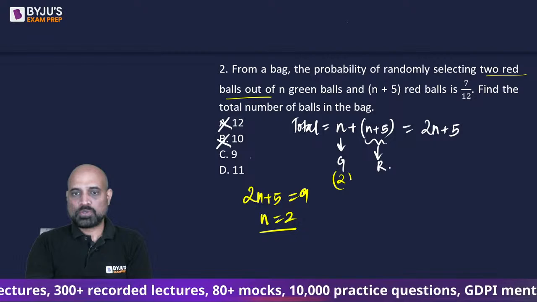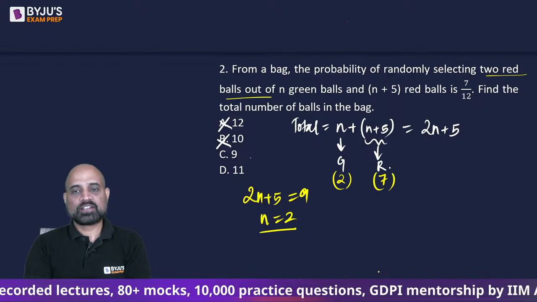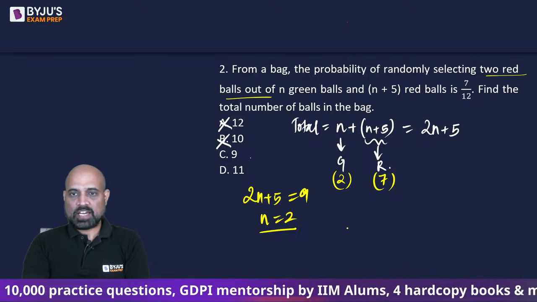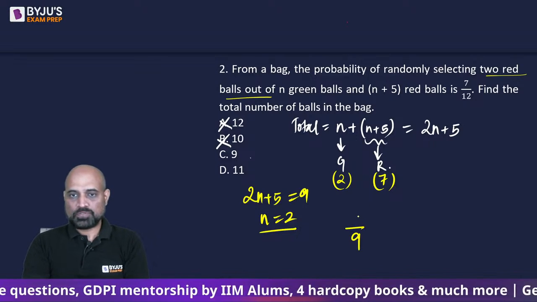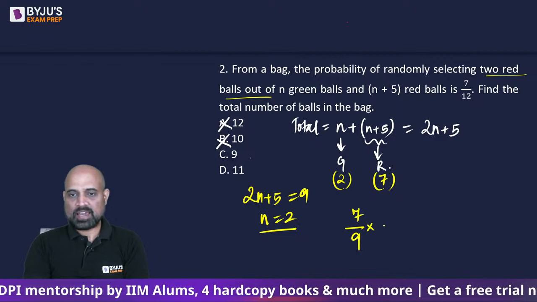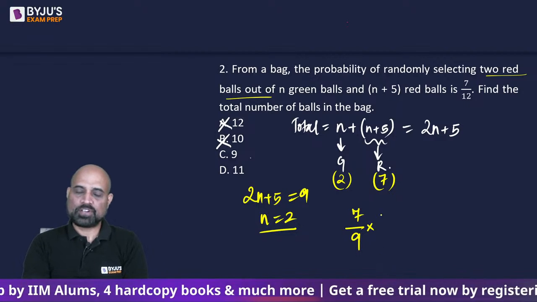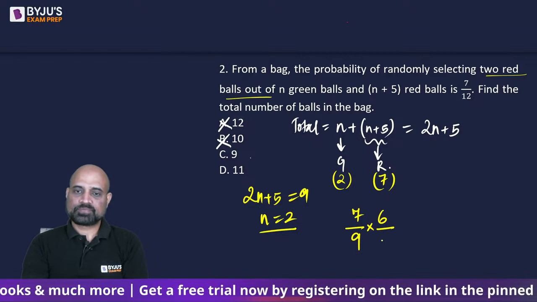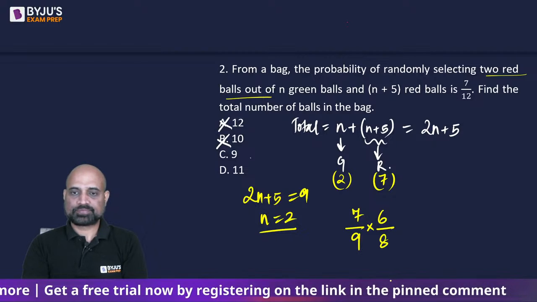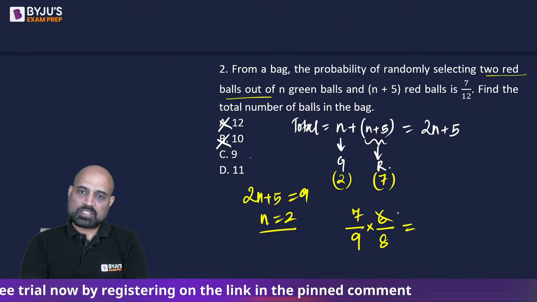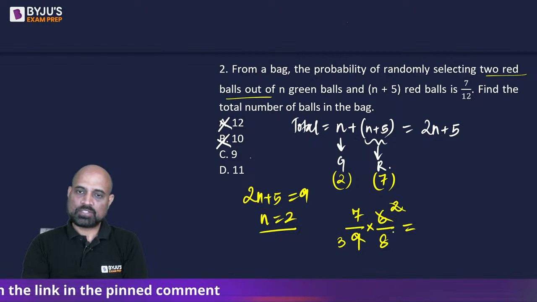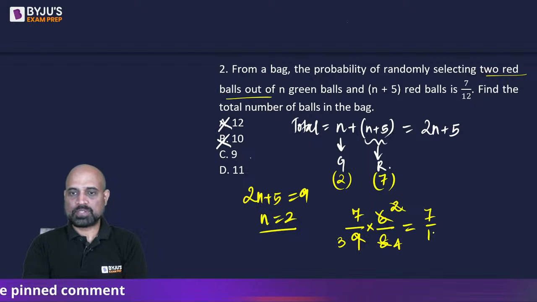So we have got 2 green and we have got 7 red. So now we have a total of 9 balls, out of which red is 7. And then later on we will have a total of 8 balls left, right? So 6 will become 2, this will become 3, and then this 2 will go, this will become 4, 7 by 12. It matches, so the answer is going to be 9.